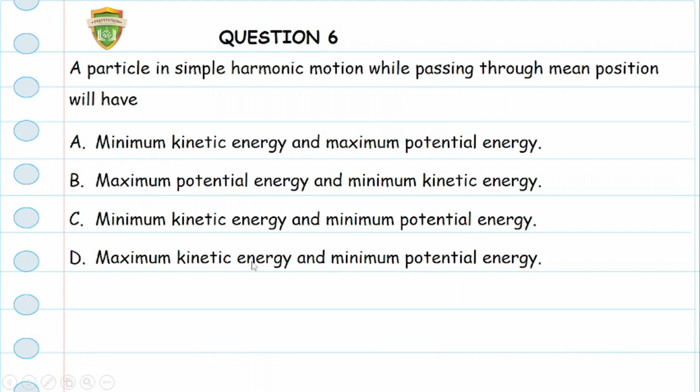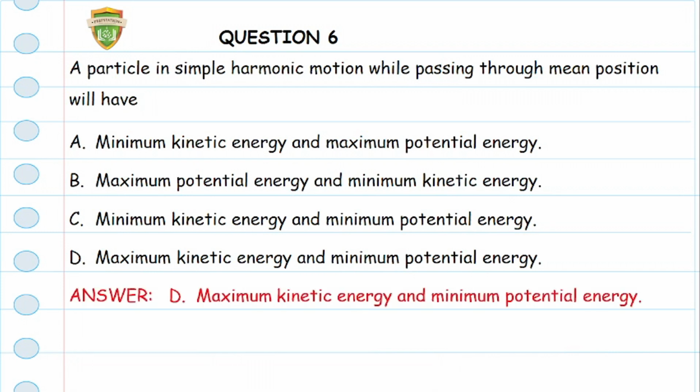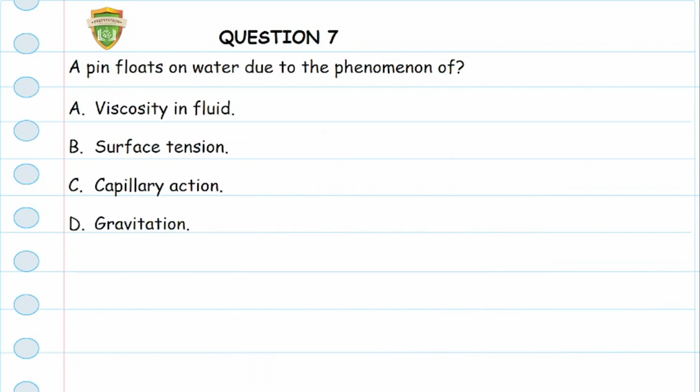Now, question 6 says that a particle in simple harmonic motion while passing through the mean position will have... Now, the mean position is simply talking about the middle point. For a particle in simple harmonic motion, at the middle point it is at the lowest point of the system, meaning that it is going to have minimum potential energy. And that is also when the particle is fastest, so it's going to have maximum kinetic energy. That means our answer will be D, meaning that it has maximum kinetic energy and minimum potential energy.